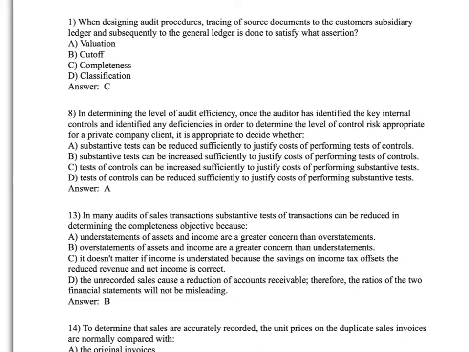Number 1, when designing audit procedures, tracing of source documents to the customer's subsidiary ledger and subsequently to the general ledger is done to satisfy completeness. As we talked about that.